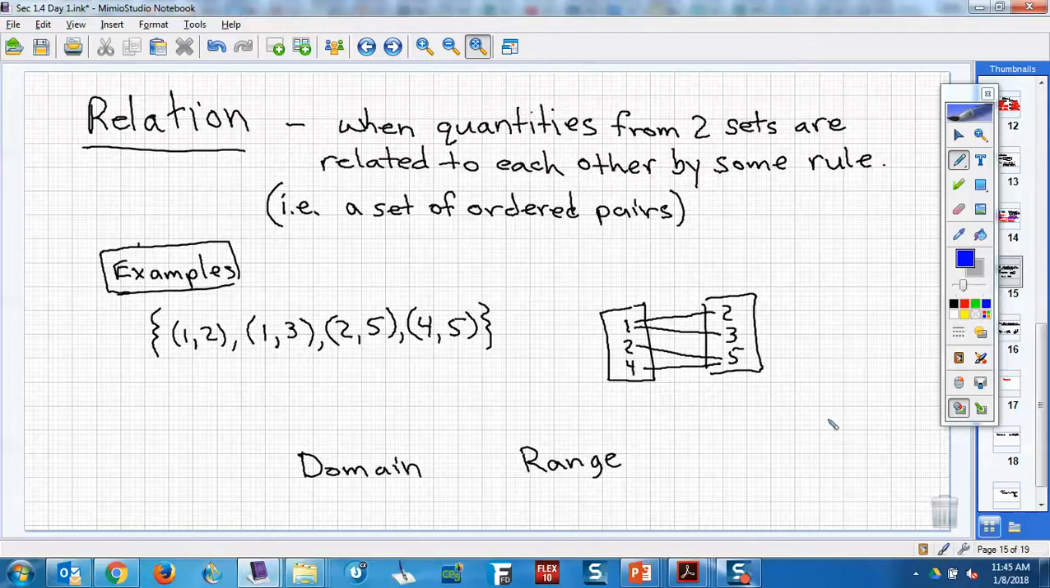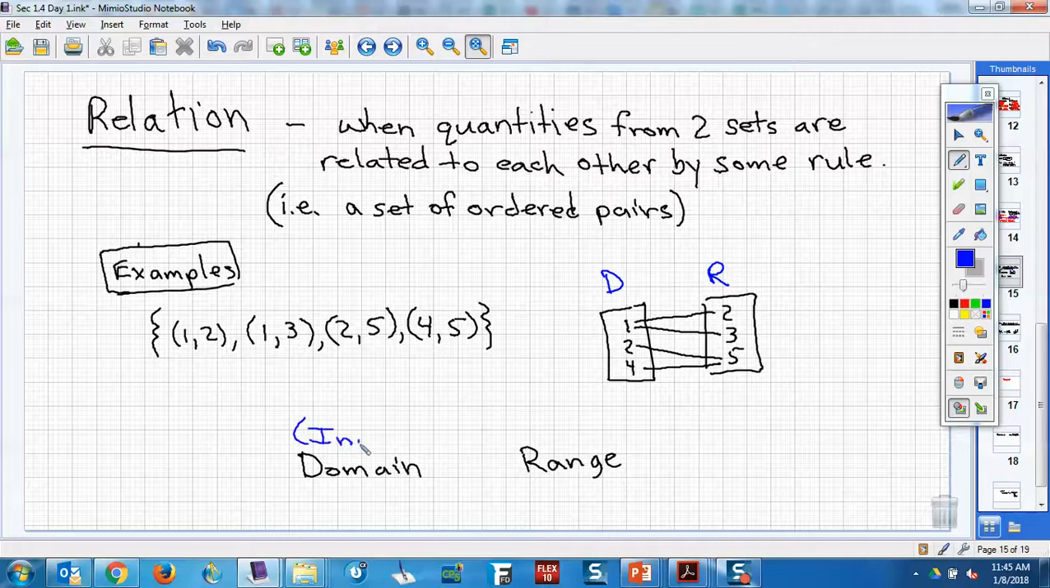And I just put an example of one here, and I showed it with a kind of a mapping with boxes, and I showed it with a set of ordered pairs. So 1 is paired with 2, and 1 is paired with 3, and 2 is paired with 5, and 4 is paired with 5. And so if you drew a picture of it, like in a box, this is your domain, and this is your range, and those are some terms I know you're familiar with.